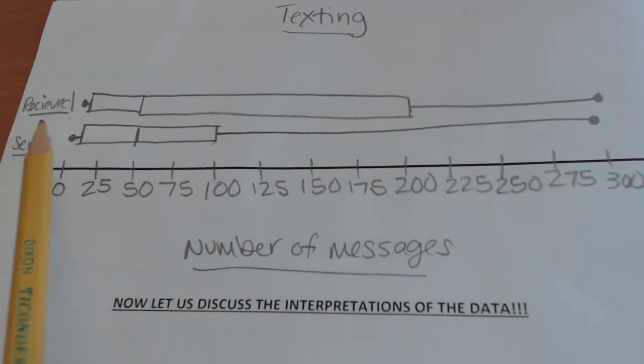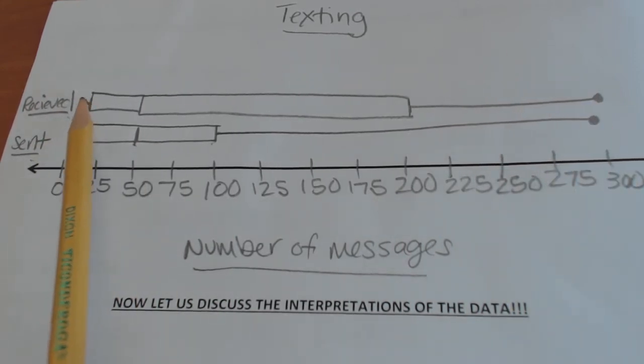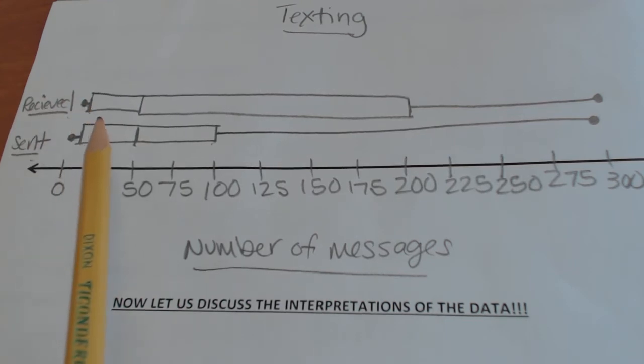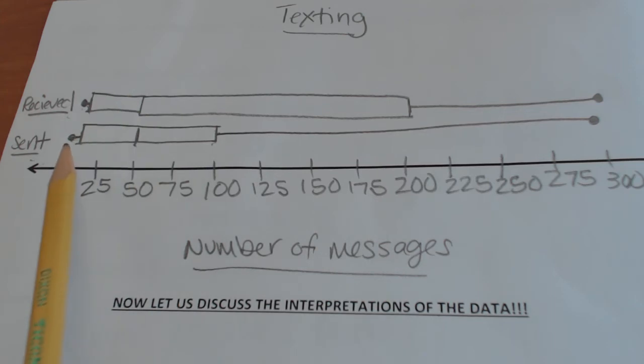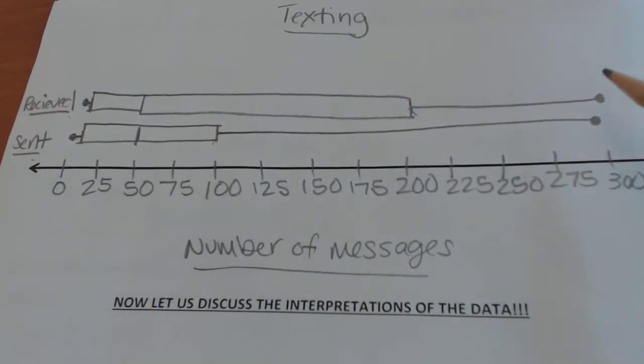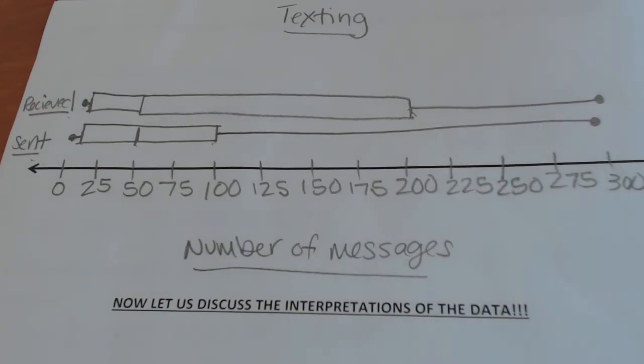And then I did received, and I labeled them. Received, the minimum was 2. The quartile 1 was also 10. The median was also 10. The quartile 3 was 200, and the maximum was 305.